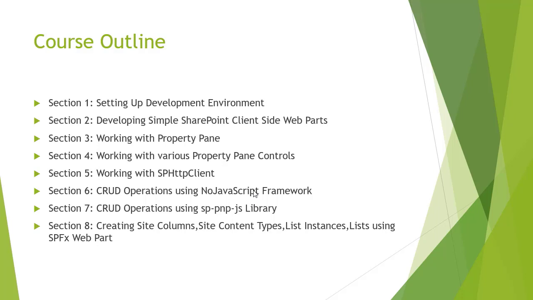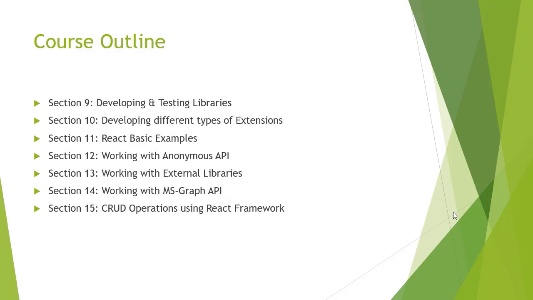When we start working with the SPPNP.js library methods. And in section 8, I'll show you how we can start working with SharePoint artifacts like site columns, site content types, or list instances, or how we can create lists, everything from the SPFX web part. So far in the last 8 sections, I will show you different examples of creating SPFX web parts. But in section 9, we will create another useful component of our SPFX solutions, which is libraries. I'll explain how we can create a library that contains some classes and methods, and how we can consume that library from another SPFX solution.